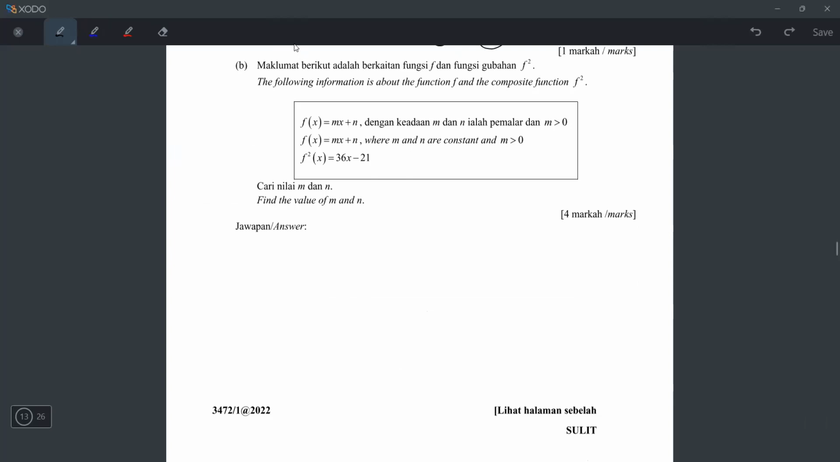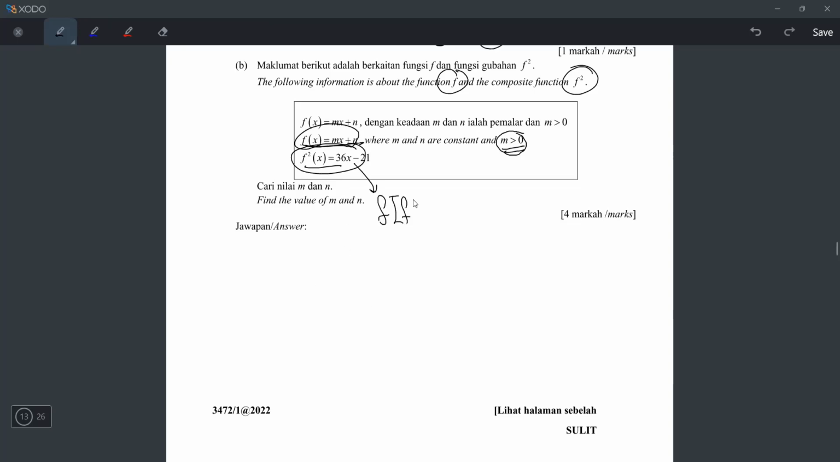Okay, let's go to question B. Okay, the following information is about the function f and the composite function f squared. So they give you fx, they give you ffx. And they did mention m must be bigger than 0. So I think this will be useful later on. Find the value of m and n. So if they give you single and they give you composite, always start with composite. Always start with composite. So let's write it down.